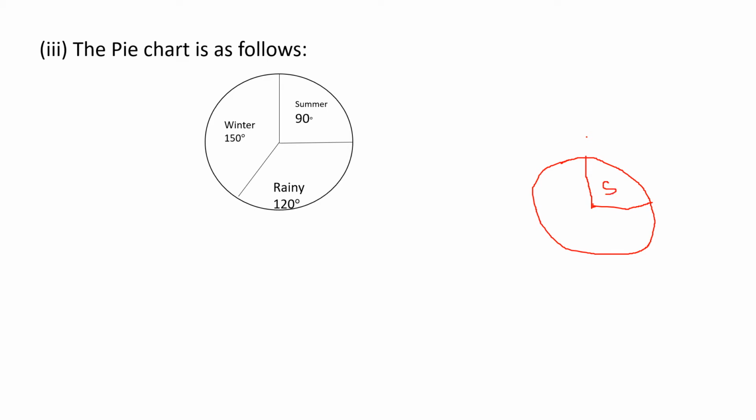Next you have 120 degrees. Keep the protractor at this point, and this is a straight line. For example, I'll put a dotted line for your understanding. This is 90 degrees. So 120 means somewhere here you will get the point. Join it. So this is 120 degrees. Then what is the remaining? 150. If you measure it, you will get exactly 150. So this is the winter part and this is the rainy part. This is how you draw the pie chart.